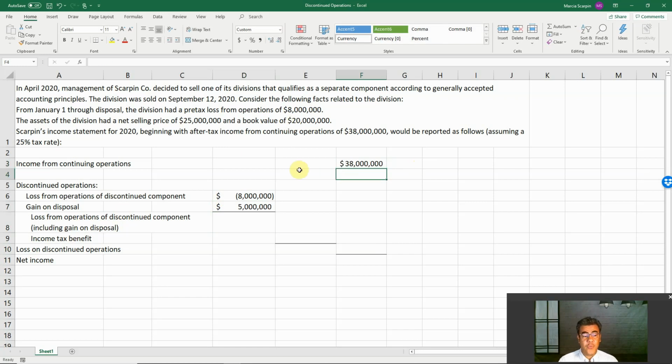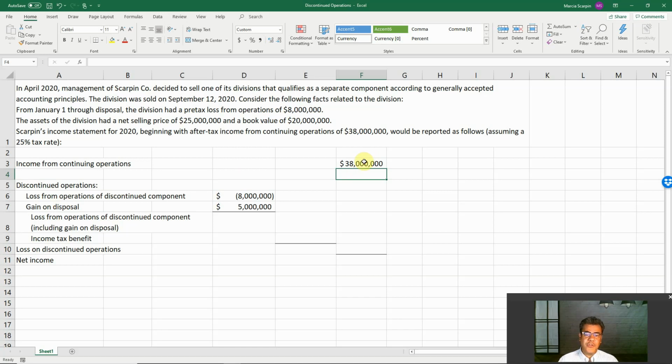And about the tax rate, you need to check your local law if you are not in the US, whether you have an income tax benefit when you have a loss or not. Here in the US you have it, but there are some countries that don't. So check your local laws if you are not from the US. Okay, so we have this data. So how do we report it?